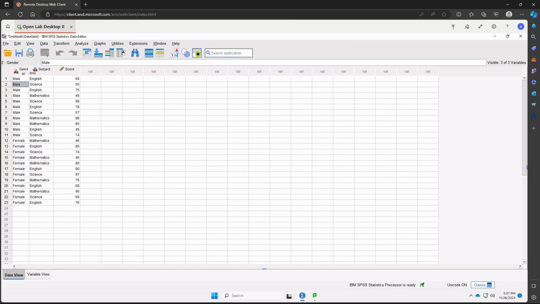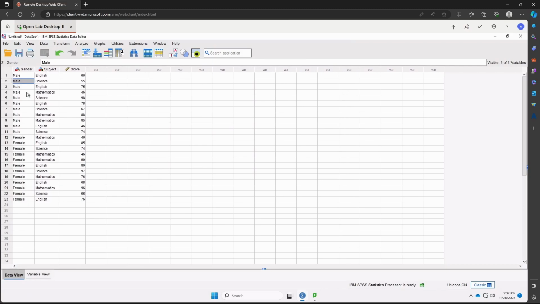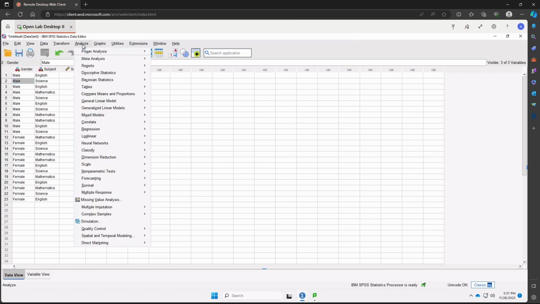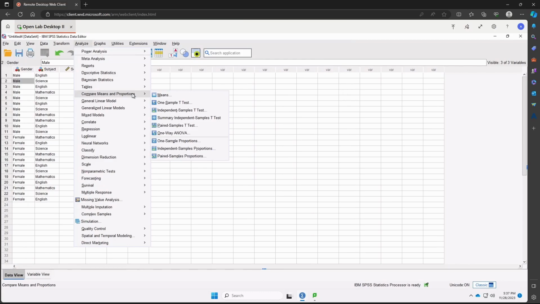So we have the gender, subject, and score. And you can see the levels: two levels, three levels, and the score. And right now we're going to test one-way ANOVA. We're going to compare means and click one-way ANOVA.